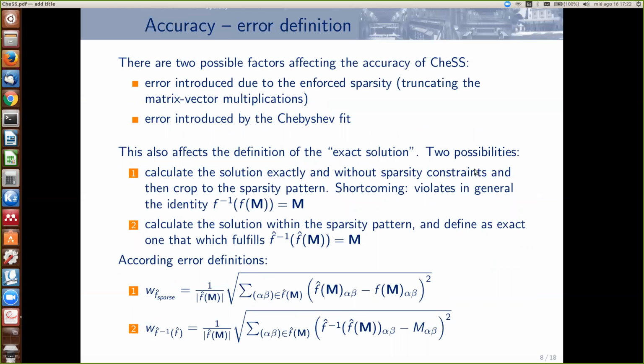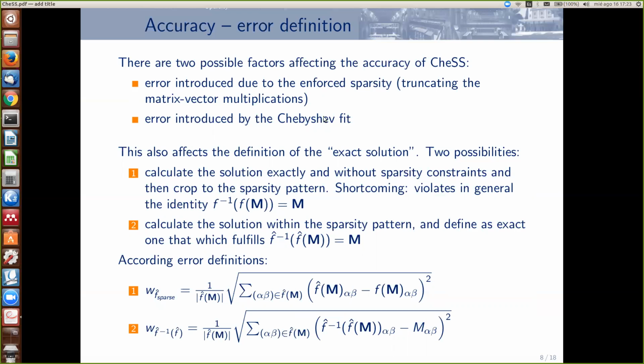And so if you were talking about accuracy, I will show you some benchmarks, but before starting, just to remind you that there are two errors in CheSS. The first one is the error introduced by the sparsity pattern. This is the truncation of these matrix multiplications that I was talking about. And the other error is just the Chebyshev fit by itself.